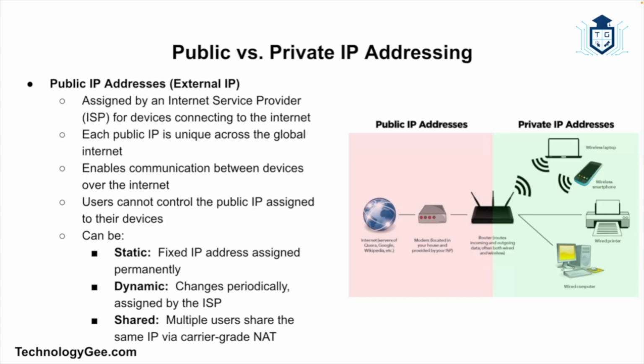A public IP address, which is also known as an external IP address, is assigned to every device that connects to the internet, and each IP address is unique. This addressing scheme makes it possible for the devices to find each other online and exchange information. The user has no control over the public IP address that is assigned to the device. The public IP address is assigned to the device by the ISP, or internet service provider, as soon as the device is connected to the internet. Also, a public IP address can be static, dynamic, or even shared.